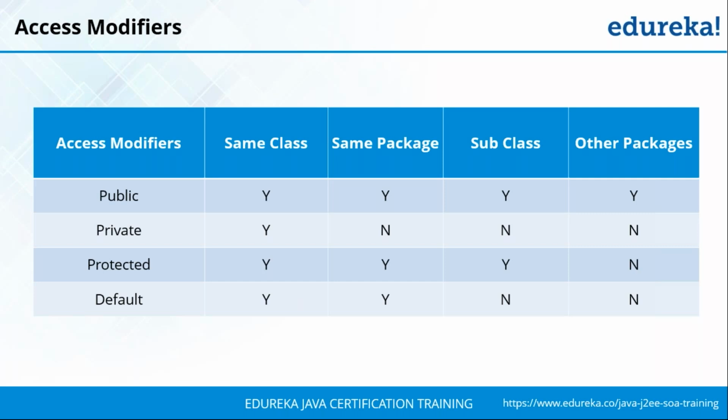Similarly, there is protected, which is accessible from everywhere but not the other packages. And in the end, there comes default, which is accessible from the same class and package but not from the other two. I hope you guys are clear with access modifiers and how they are different with respect to classes and packages. So kindly give me a quick confirmation, guys.